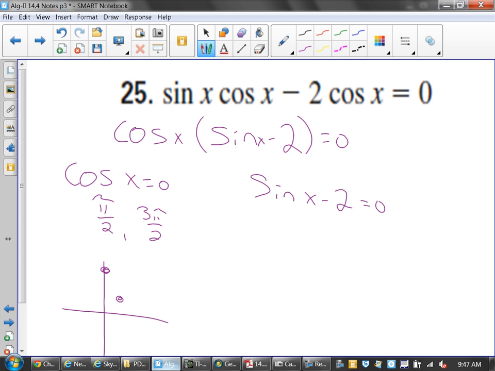Where is sine going to be equal to 2? Nothing. Nope. No solution. There's no solution on that one. So you just get the cosine part? Yeah. There's no solution on that other part. So the only true zeros there are at pi over 2 and 3 pi over 2.